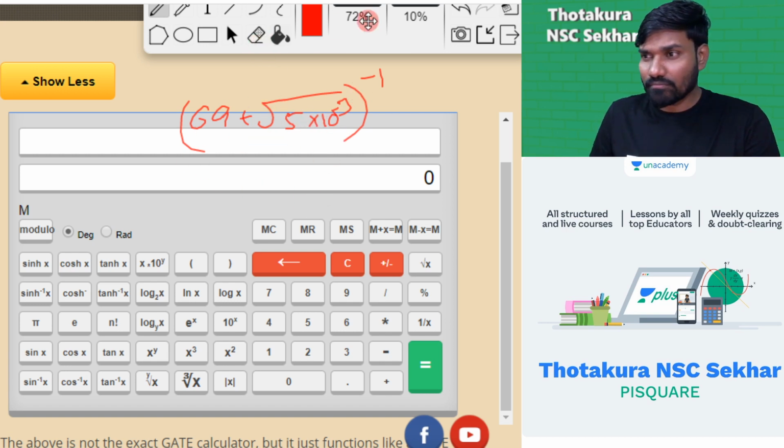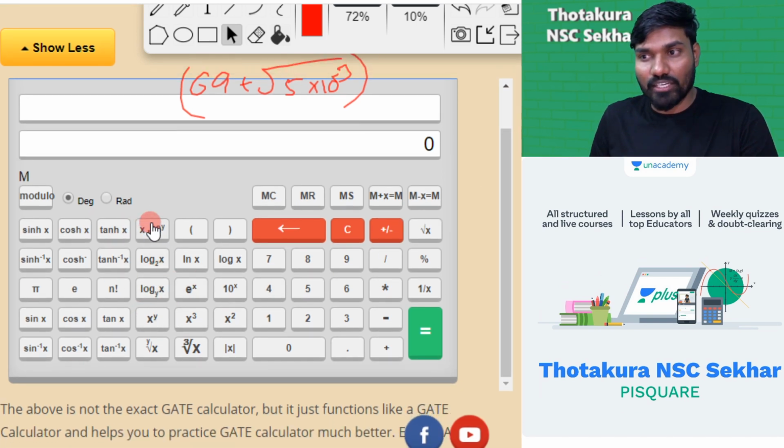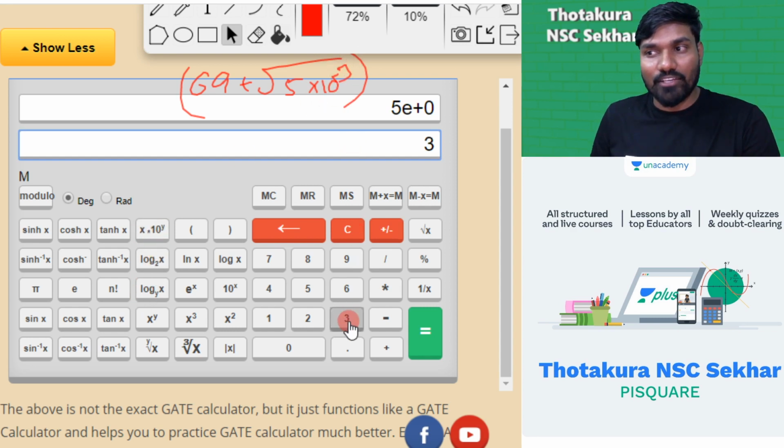First, 5 into 10 power minus 3. I can make use of this. Let me enter that first, because under root we have x. For the root operation, I need to enter the value of x first. So for this I'll have to use 5 first. So 5, I'll press this. Then minus 3, I can enter the 3 value. To change the sign polarity of this 3, I'll use this. This has become minus 3.